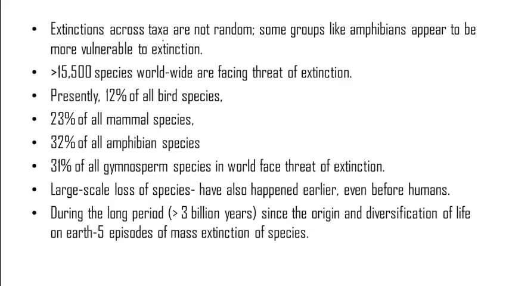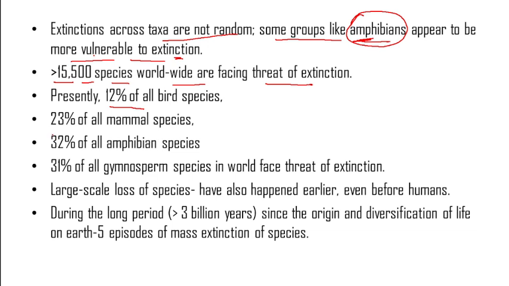So extinctions across the taxa are not random. Some groups like amphibians appear to be more vulnerable to extinction. Remember this point: amphibians are more vulnerable to extinction. That means they may quickly become extinct due to human activities. More than 15,500 species worldwide are facing the threat of extinction. Presently, 12% of birds, 23% of mammals, 32% of amphibians, and 31% of gymnosperms are facing the threat of extinction.